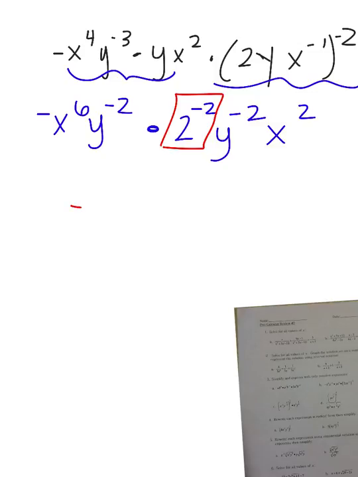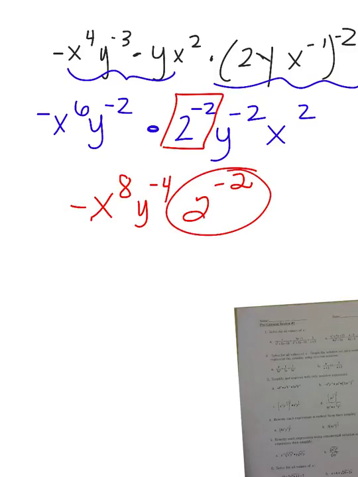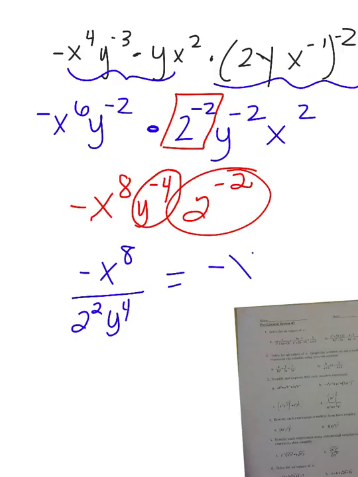All right, so I'm just going to leave this here for a second. So I have negative x to the 8th and y to the negative 4th. And then I have that 2 to the negative 2. Okay, so let's see. This goes into the denominator. You could plug it into your calculator too, but that goes in the denominator. So it's negative x to the 8th, 2 to the 2, y to the 4th. So it's negative x to the 8th over 4y to the 4th. Okay, so let's take a look at 3c.